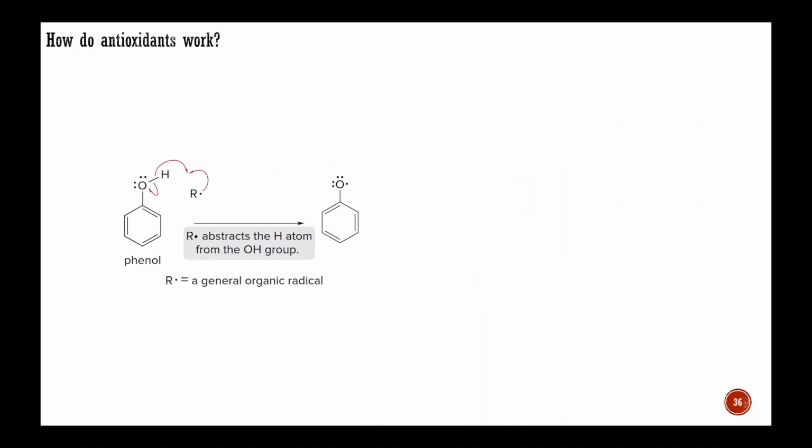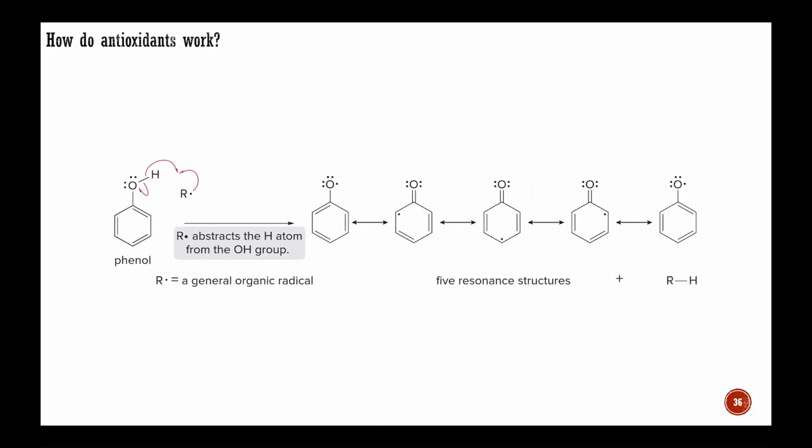Systems like this are quite stable because the unpaired electron can be delocalized over many atoms via resonance, as illustrated on the right. Because of this enhanced stability, the newly formed radical does not participate in chain propagation reactions, but instead terminates the chain and stops the oxidation process. All phenols, including vitamin E and BHT, inhibit oxidation through this radical process.